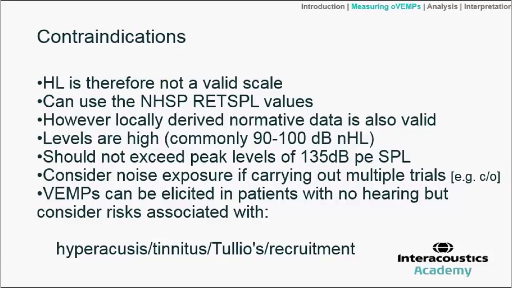But from the point of view of the vestibular system itself, then probably peak equivalent SPL is a more useful unit to work in. And when in that unit, from the point of view of loudness safety, then the levels shouldn't really exceed 135. And particularly, of course, we should consider the effect of noise exposure when doing multiple trials, like going through various cVEMPs and oVEMPs, perhaps of different frequencies, if plotting a tuning curve and so on.